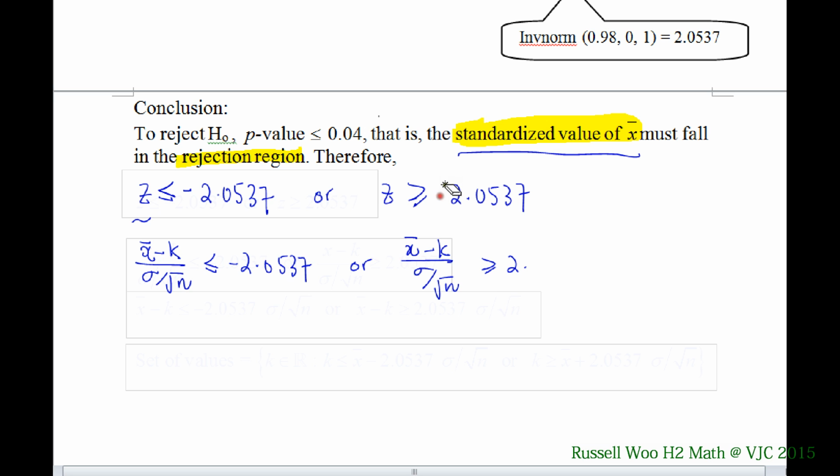Sorry, this one no minus. Anybody blindly copy? Check whether you are awake. Just testing really. Okay?